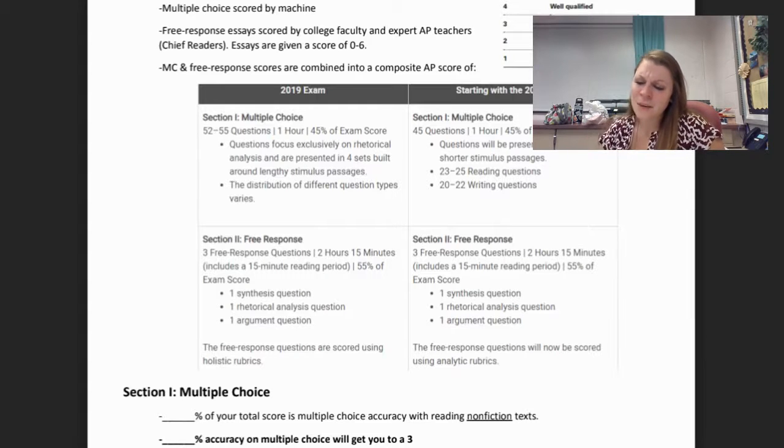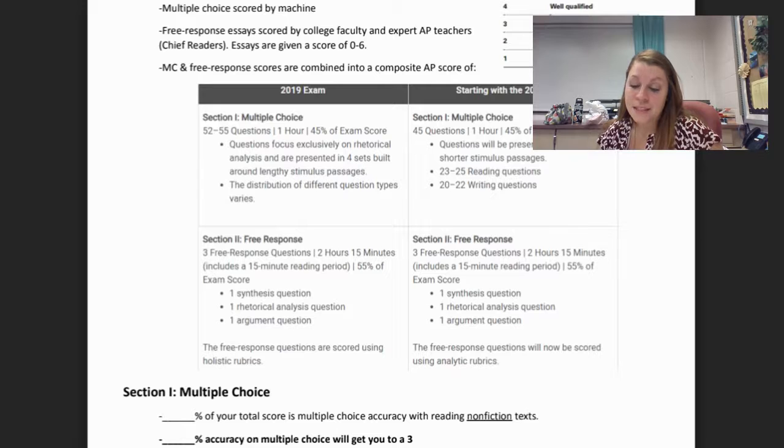The writing questions are really similar to peer editing. They're similar to SAT writing questions. So if you guys have been preparing for that, that's one way that you can prepare for those multiple choice questions. And we're going to do some practice with that as well.